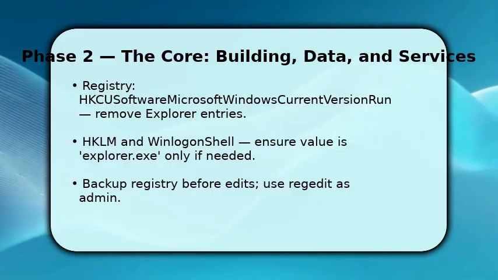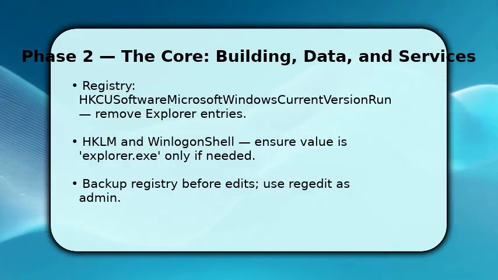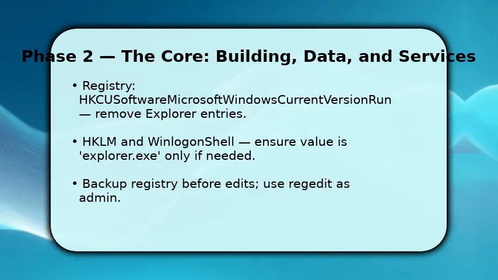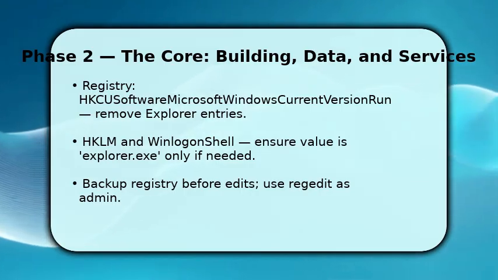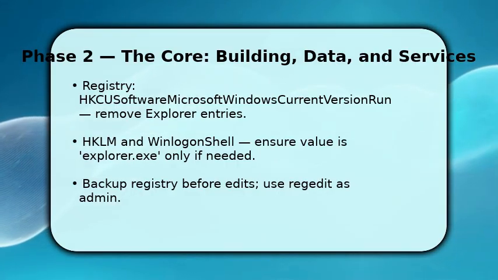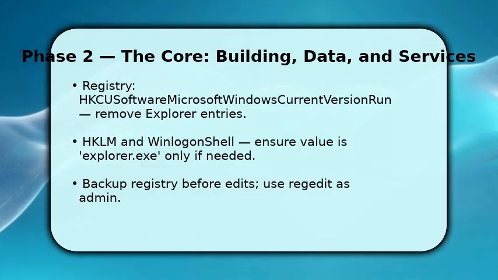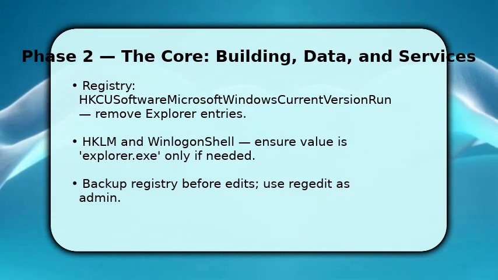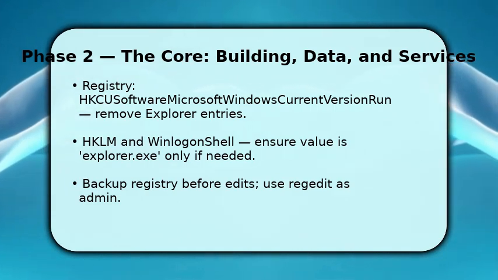Now you'll inspect the registry to remove hidden launch points. Run regedit as admin and back up the registry first. This prevents accidental damage. In HKCU/Software/Microsoft/Windows/CurrentVersion/Run, delete any value that launches Explorer.EXE at login. Then check HKLM for system-wide entries. Also open HKLM/Software/Microsoft/Windows NT/CurrentVersion/Winlogon and confirm Shell.